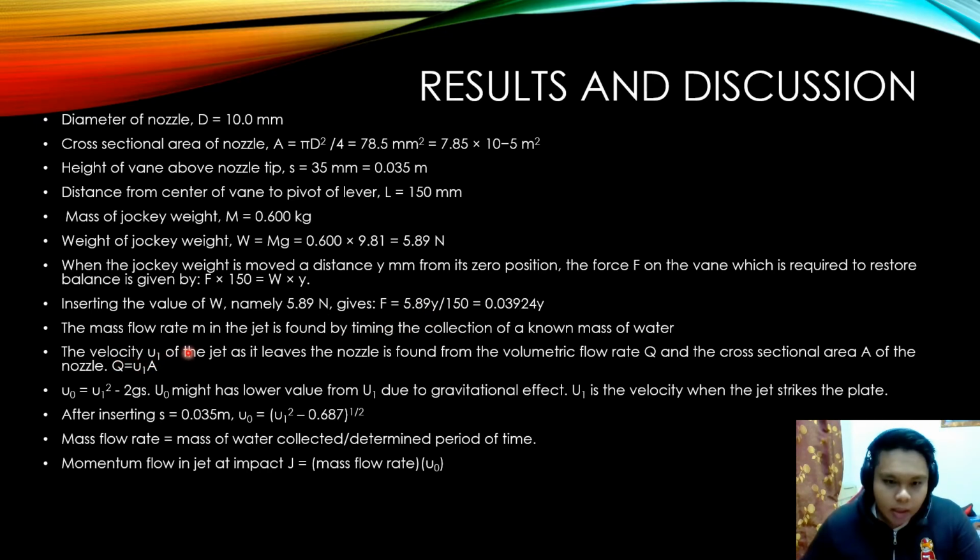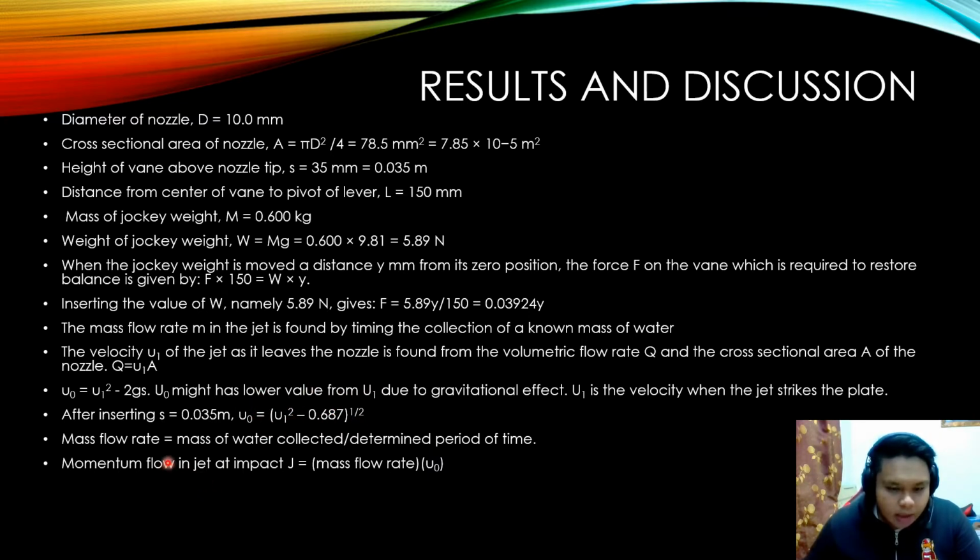The mass flow rate M in the jet is found by timing the collection of a known mass of water. The velocity U1 of the jet as it leaves the nozzle is found from the volumetric flow rate Q and the cross-sectional area of the nozzle. And U0 equals the square root of U1 square minus 2GS. U0 might have a lower value than U1 because of the gravitational effect, and U0 is the velocity when the jet strikes the plate. After inserting S into the equation, we can get U0 equals U1 square minus 0.687, all to the power of 1 over 2, which is the square root of this expression.